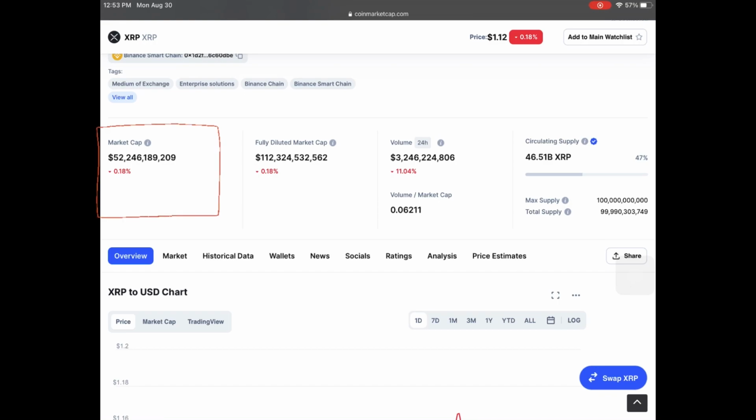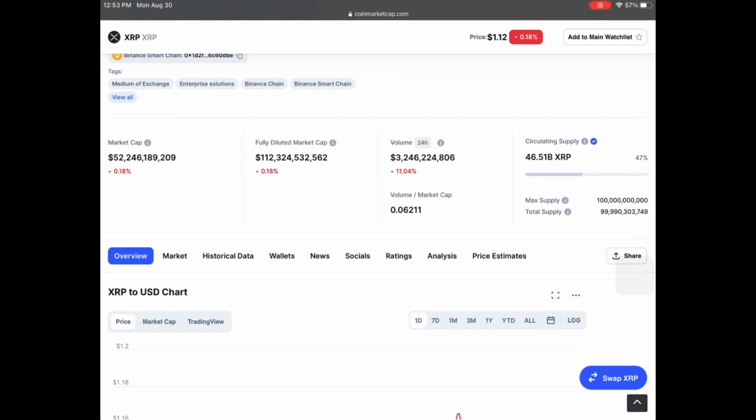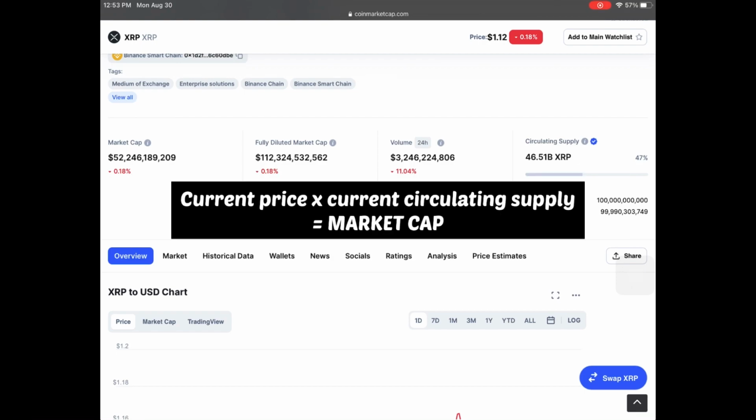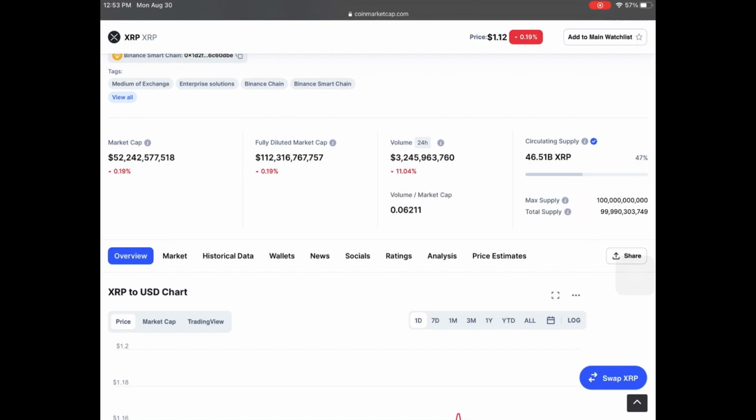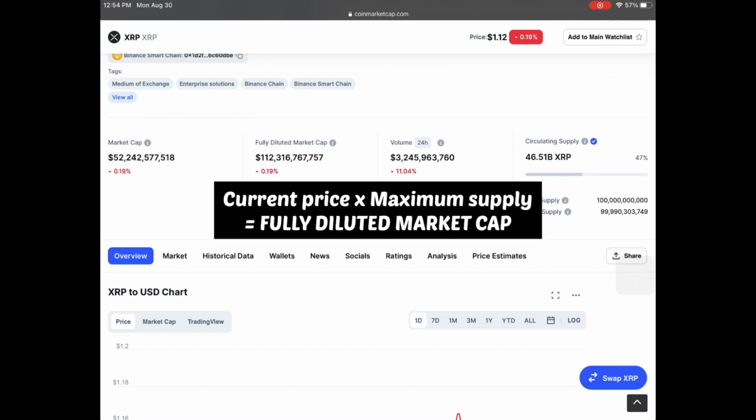Then, here, market cap is yung total amount or price nung circulating supply. So, technically, current price times circulating supply, you'll get the coin's market cap. Itong fully diluted market cap naman is yung total amount or price if yung max supply ang nagsisirculate sa market. So technically, current price times max supply, you'll get the fully diluted market cap.